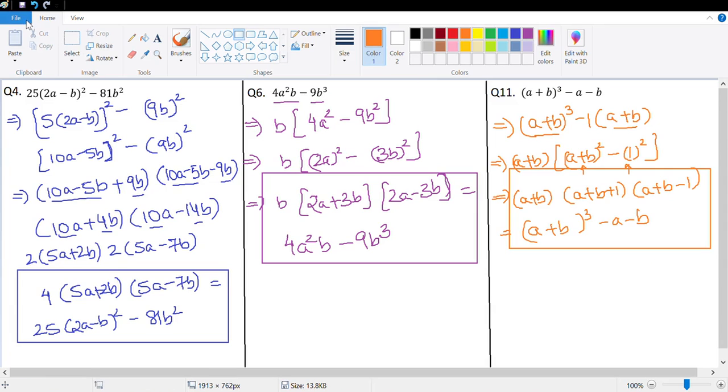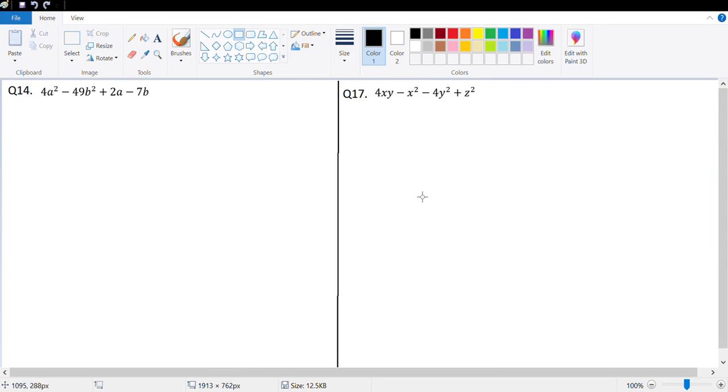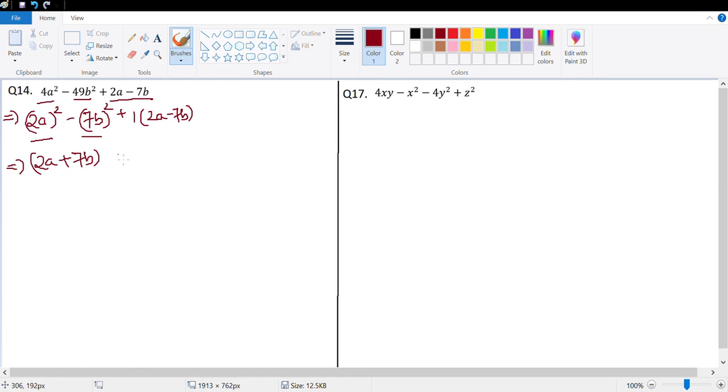The next question that we do is question number 14. It says 4a square minus 49b square plus 2a minus 7b. I notice this is (2a) whole square, this is (7b) whole square, and 2a and 7b is already here. So this can be written as (2a) whole square minus (7b) whole square plus 1 times (2a minus 7b). This is x square minus y square, which means (2a plus 7b) multiplied with (2a minus 7b). And the second term now is 1 times (2a minus 7b).